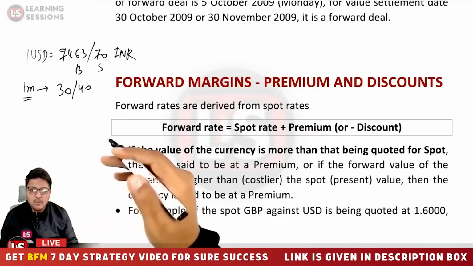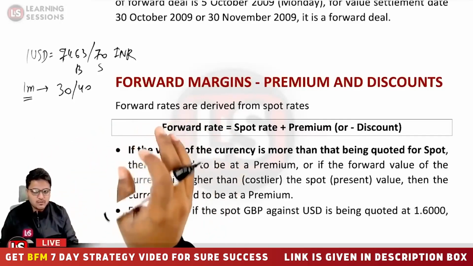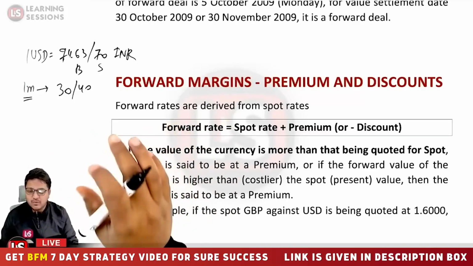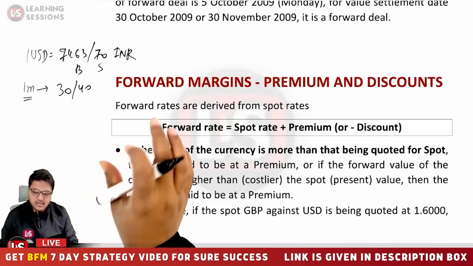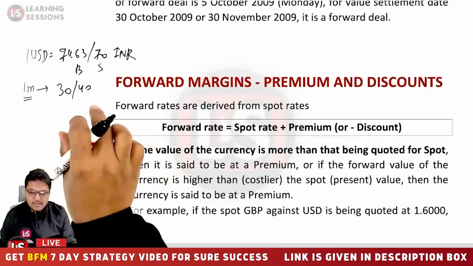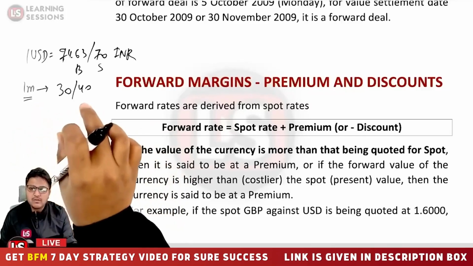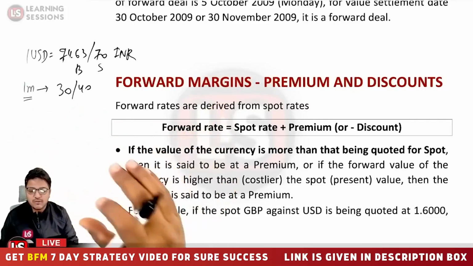Forward points are based upon the interest rate differential. Now, there is a new terminology I'm using in each and every sentence over there, but just try to understand it in such a manner that the forward points are related to the interest rate differential. Now, what is interest rate differential?